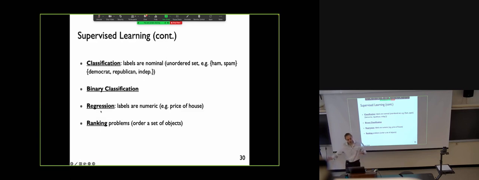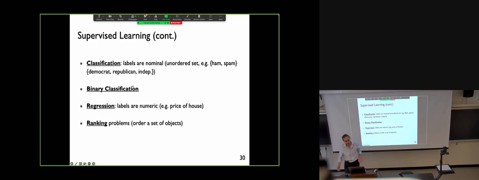We can do regression as well when the labels are numeric. For example, if you want to predict the price of a house, you study the housing market in the U.S. and try to predict the price of a house. You can predict now in the present or also in the future what the price will be in a few years. This is a regression problem because the price is a continuous variable.